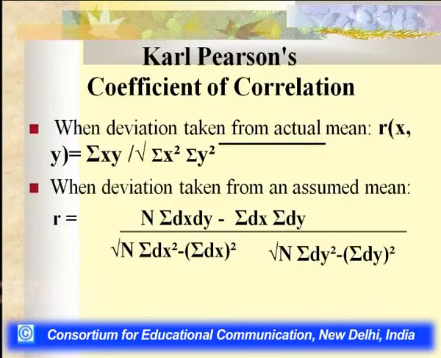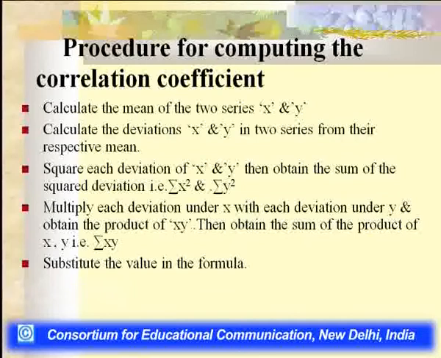If you see on the screen, the Karl Pearson's coefficient of correlation, when deviations are taken from the actual mean, r is equal to sigma xy divided by the square root of sigma x square into sigma y square. When deviations are taken from the assumed mean, r is equal to n sigma dx dy minus sigma dx into sigma dy, divided by the square root of n sigma dx square minus sigma dx whole square, multiplied by the square root of n sigma dy square minus sigma dy whole square.